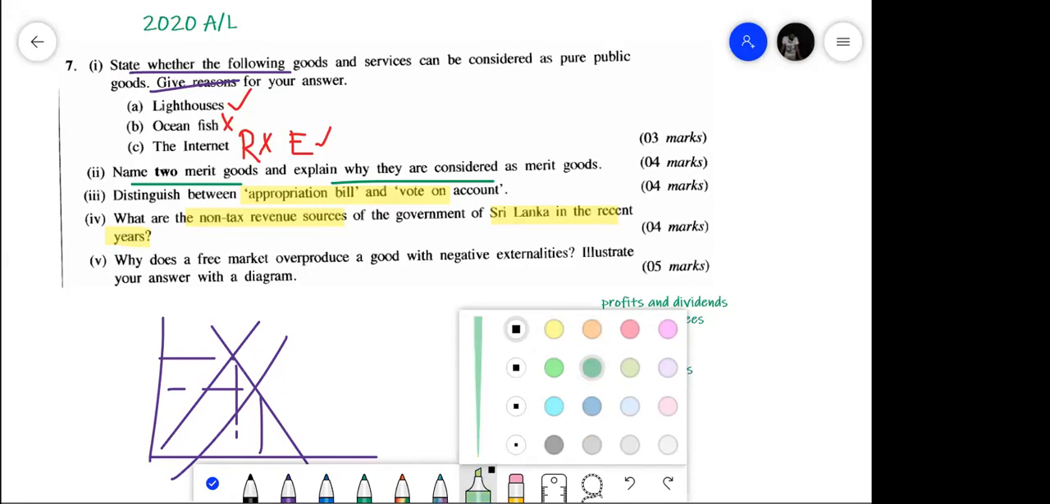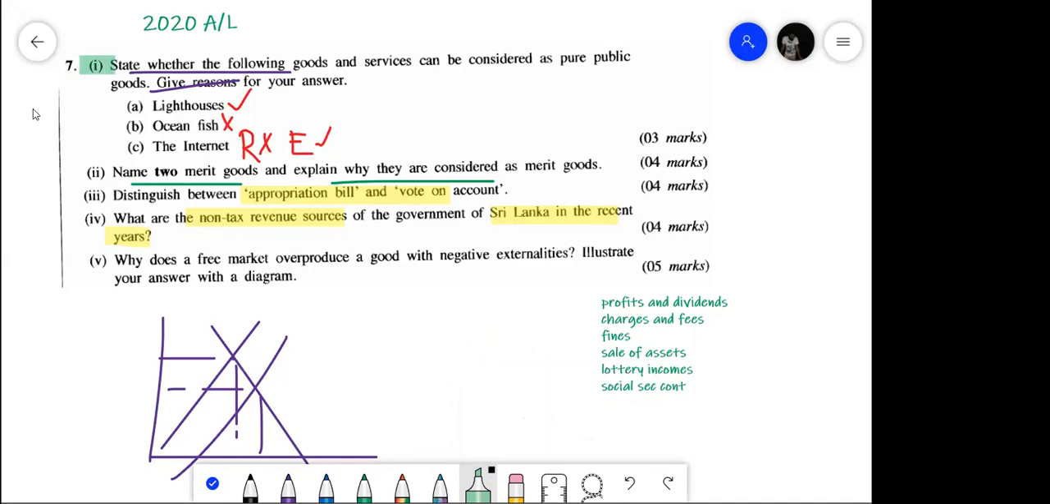The appropriation bill, right? This one came, where you had to state whether it is public or merit, or that kind of question. About merit goods, you had, right? Distinguish between merit goods, stuff like that. There were questions like that. Non-tax revenue was also there, okay? And then this one was also there, right?